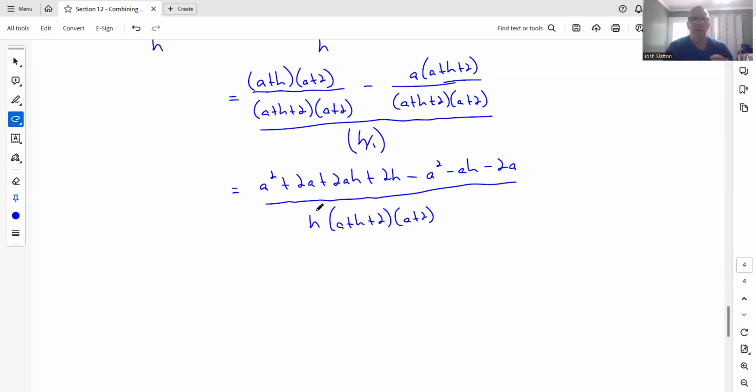And so now let's see how this numerator simplifies out. The a squareds will cancel. The two a's will cancel. And 2ah minus ah should give us ah, and then we have plus 2h. And down here, we have a plus h plus 2 and a plus 2. And so let's factor out the h in the numerator.